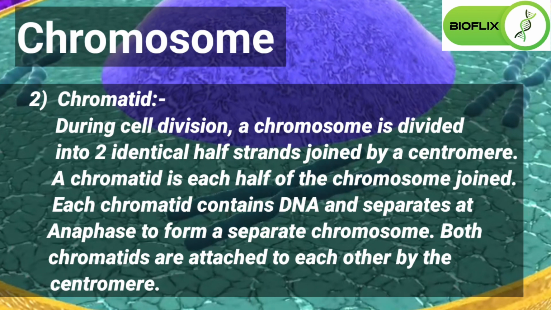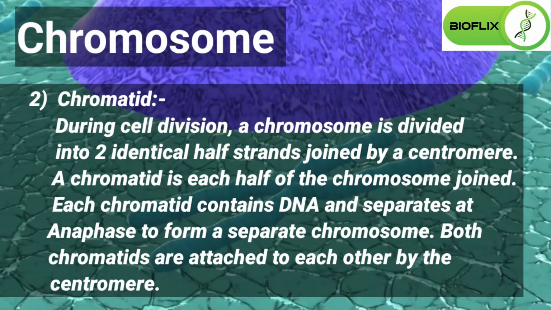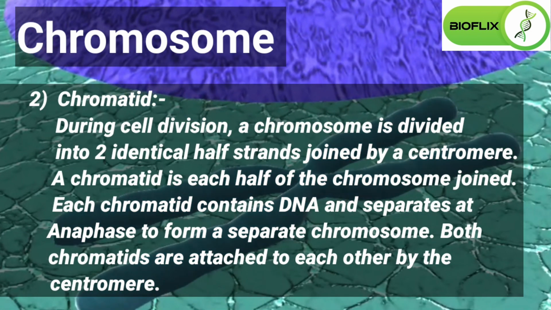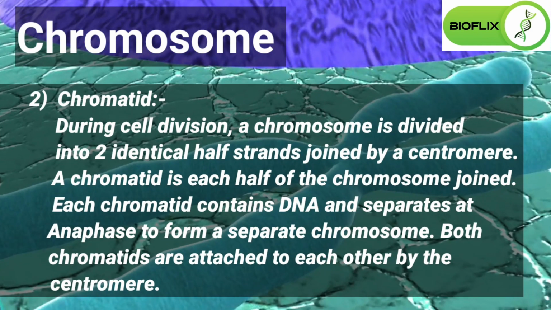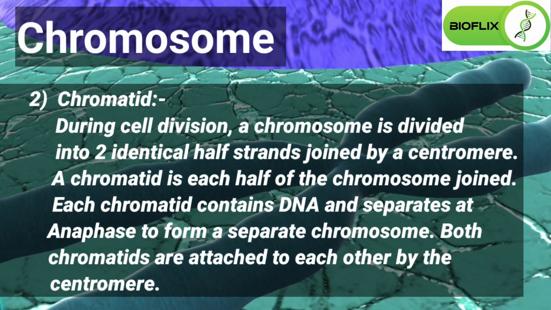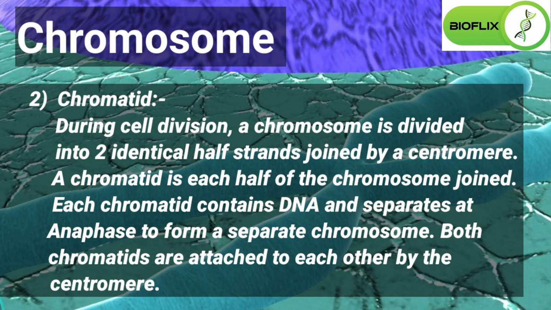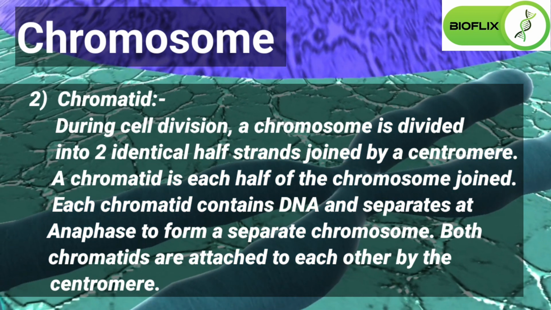Chromatid. During cell division, a chromosome is divided into 2 identical half strands joined by a centromere. A chromatid is each half of the chromosome joined. Each chromatid contains DNA and separates at anaphase to form a separate chromosome. Both chromatids are attached to each other by the centromere.